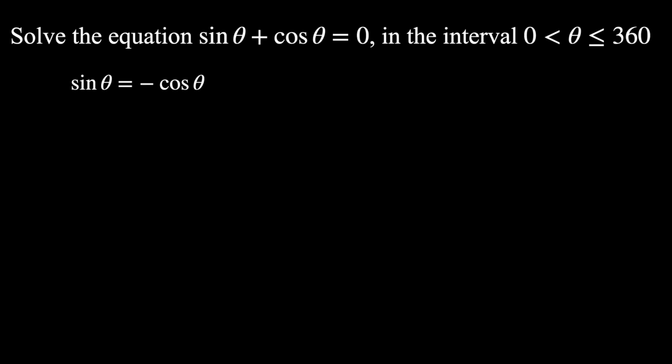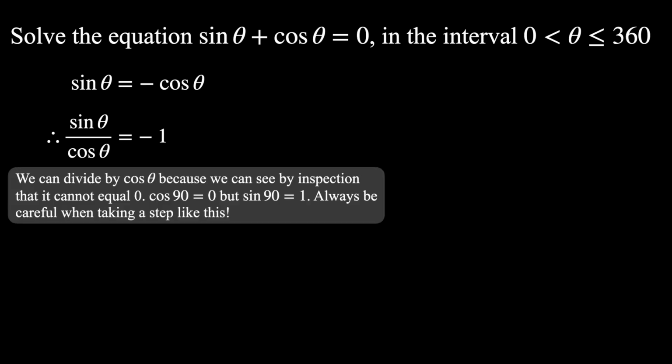And can you see the next step? If I divide by cosine theta, I get sine theta over cosine theta equal to negative 1. So I'd have that negative 1 left over on the right if I divide it by cosine theta. But just be careful when you're doing this, because the trigonometric functions can equal 0. Remember, you cannot divide by 0. In this particular case, I can divide by cosine theta because we can see by inspection that it cannot equal 0. Because cosine of 90 is 0, but sine of 90 is 1, we can see that 90 would not be a solution to this equation.